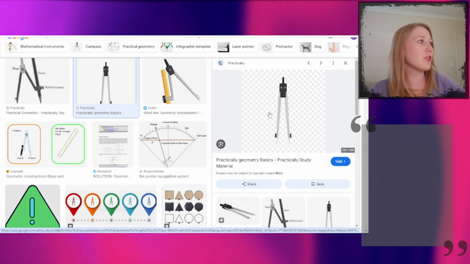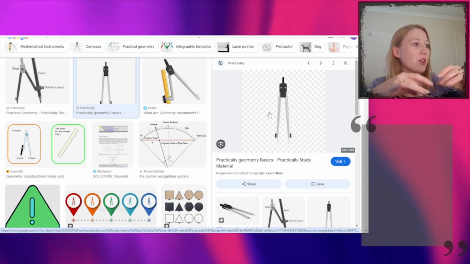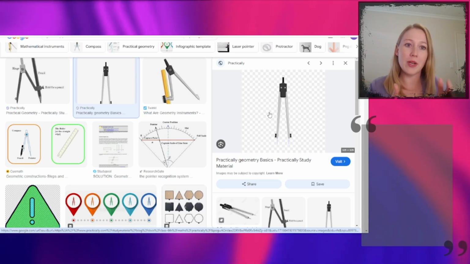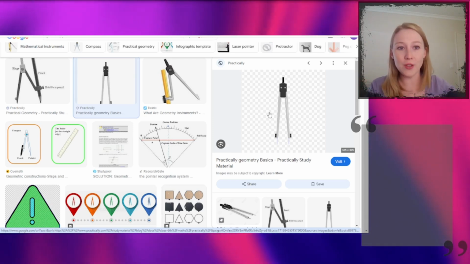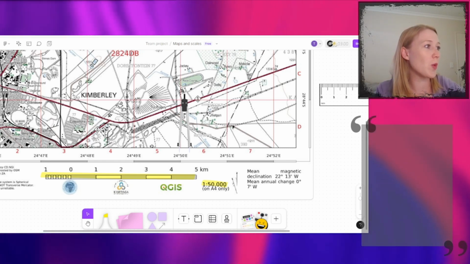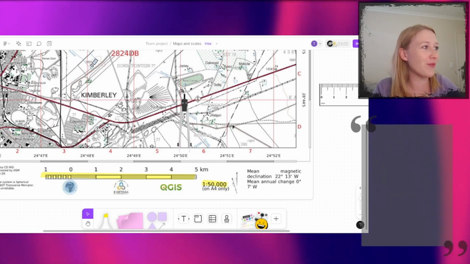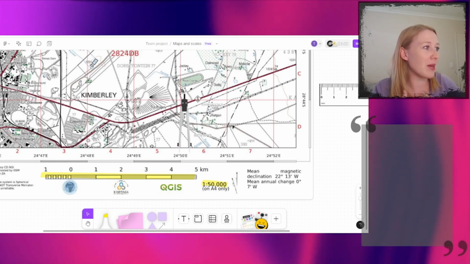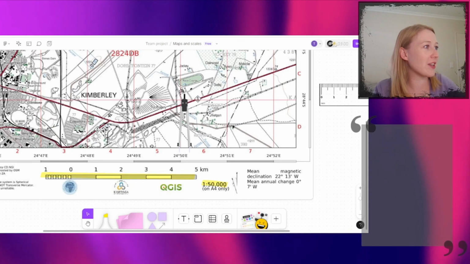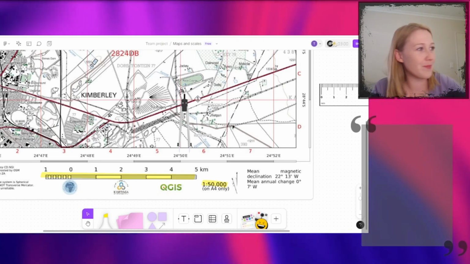So if you've ever used one of these in school, you'll know that you can make it wider and narrower, and that's what we can use to measure distance. So I'm going to see if I can find 2 points, because I obviously can't actually change the size of this image. But I'm going to see if I can find 2 points that can fit within this pointer so that I can show you how we use them.